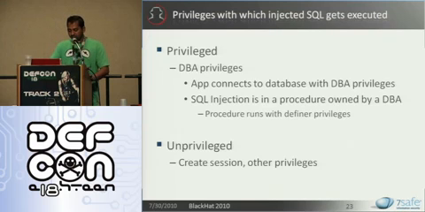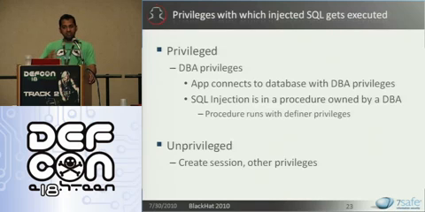However, more importantly, you can see DBA privileges in your SQL injection when the SQL injection is in a procedure and that procedure is owned by a high privileged user. So the application might connect to the database with Scott Tiger permissions, standard permissions, but the injection point is in a procedure, and that procedure runs as a high privileged user. So in that case, my SQL injection will be privileged, irrespective of the connection string.